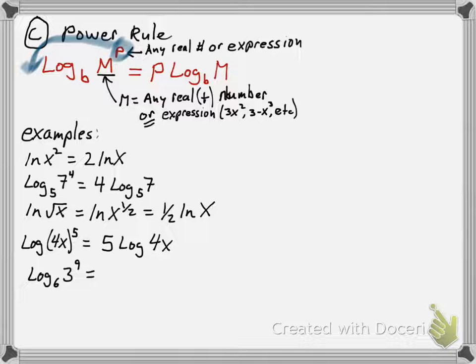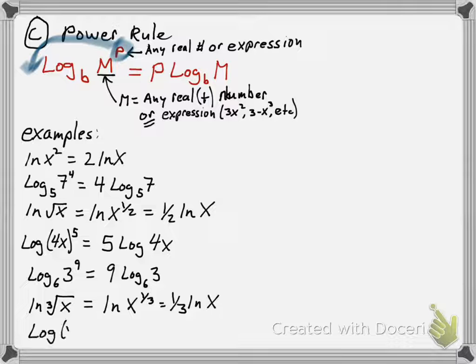What do we do with this guy? The 9 comes down as a coefficient. What about this guy? That is x to the 1/3 power. That comes down as a coefficient. Okay, and then we have another guy here, and the 2 comes down as a coefficient.